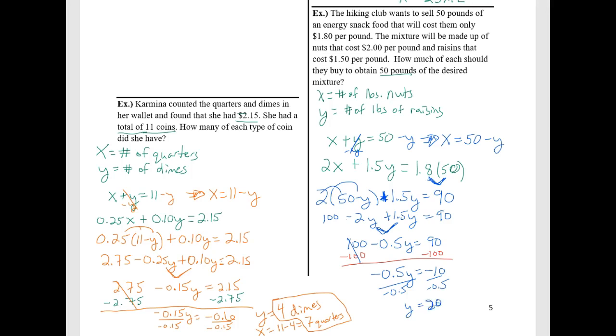Oops, 20. And y went with the raisins. So we want 20 pounds of raisins. That's half my answer. We also need to know how many pounds of nuts. Well, x equals 50 minus y, because I want a total of 50 pounds. So if I subtract away the 20 pounds of raisins, it tells me how many nuts I need. So x equals the 50 minus the 20 pounds of raisins will leave me with 30 pounds of nuts.